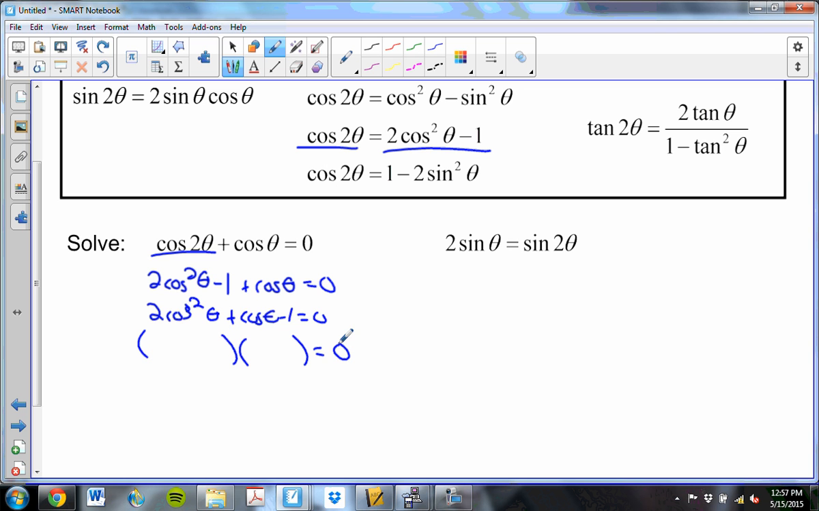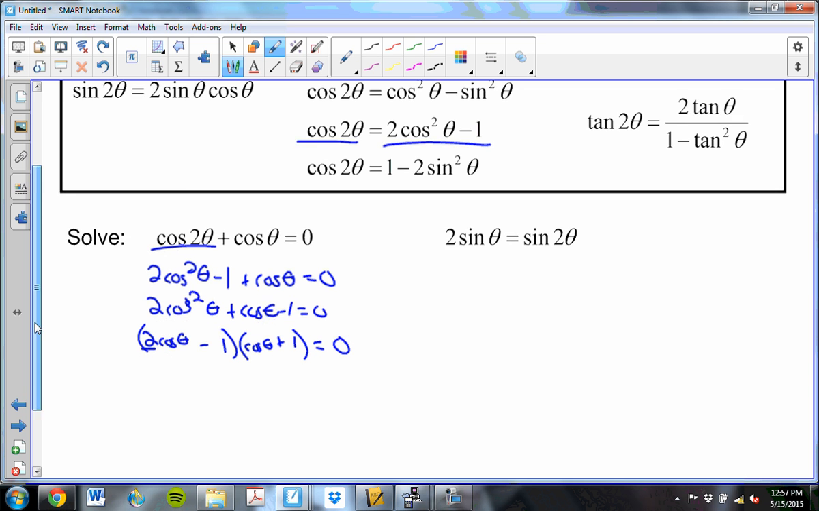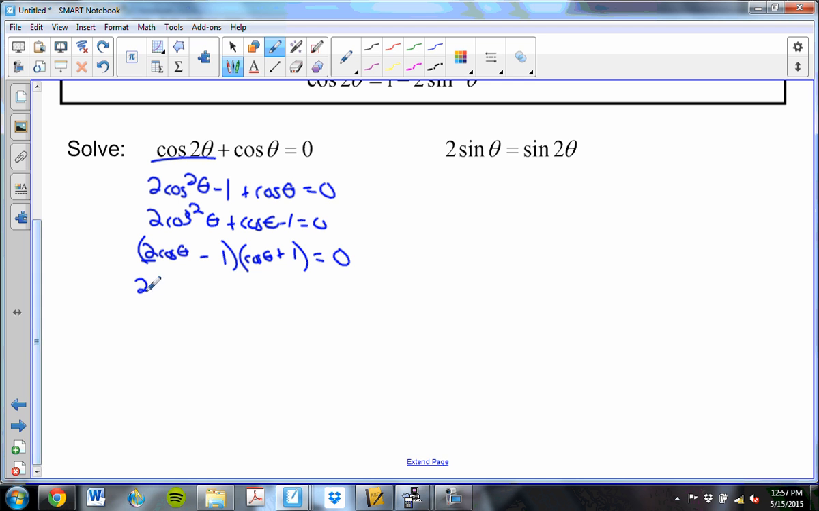You can also use the quadratic formula if you would like to. So here's 2 cosine theta, and here's cosine theta. I'm going to do 1 and a 1. I want two things that multiply to -1 and add up to 1, knowing that there's this 2 in front. So I think I want to make this one positive and this one negative. Now I just solve this, so 2 cosine theta minus 1 equals 0, and cosine theta plus 1 equals 0. That gives me cosine theta equals a half when I add 1 and divide by 2.